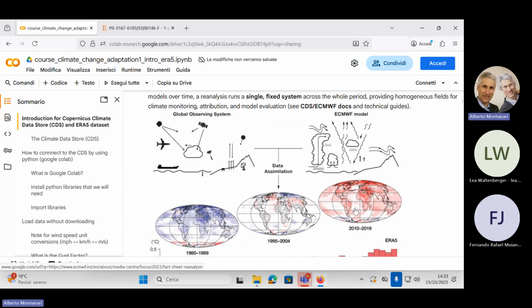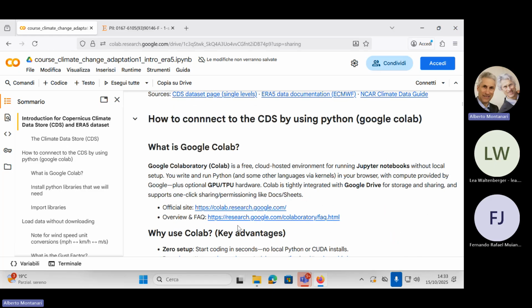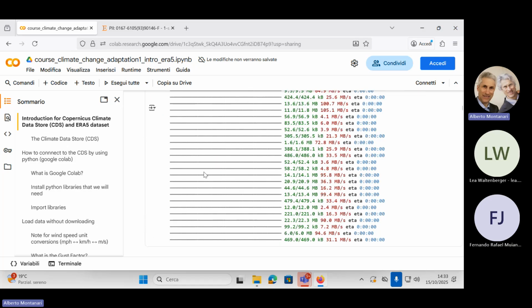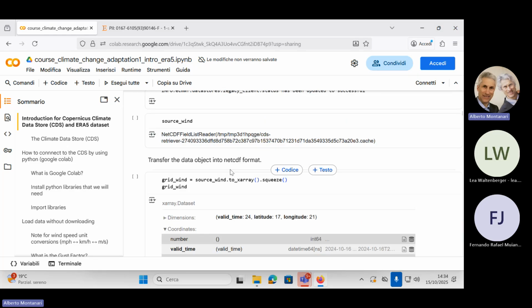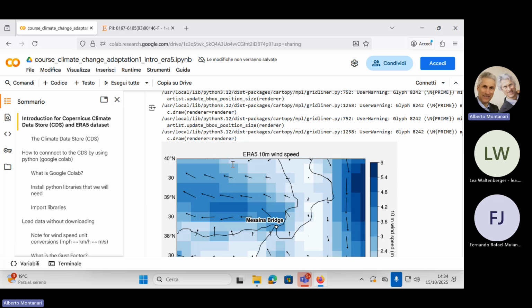I understood that it's a better option, if you want to run code in Python, to run it in Colab. Yes, as you probably told me last week, you said Jupyter. Here you see all the codes that you can run for installing the libraries and finding the data. And here there is a map of wind speed over the Strait of Messina.